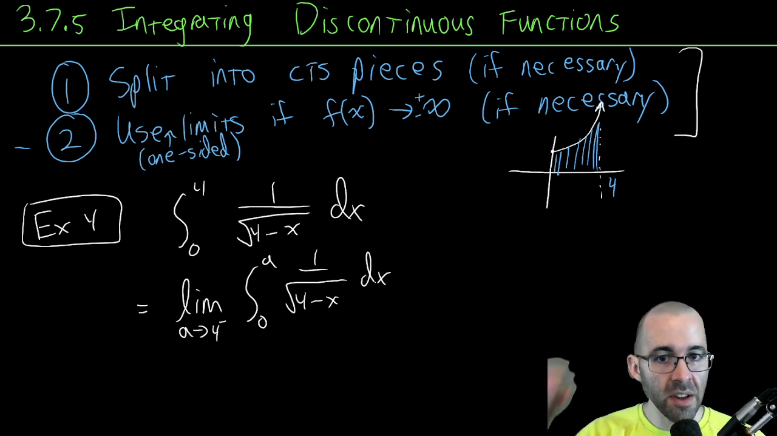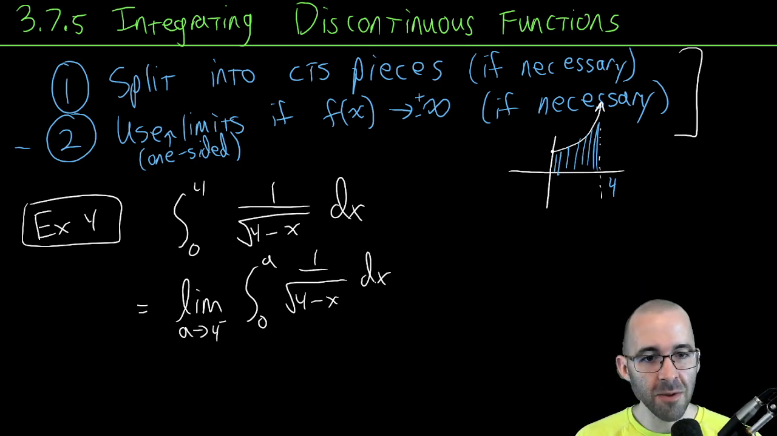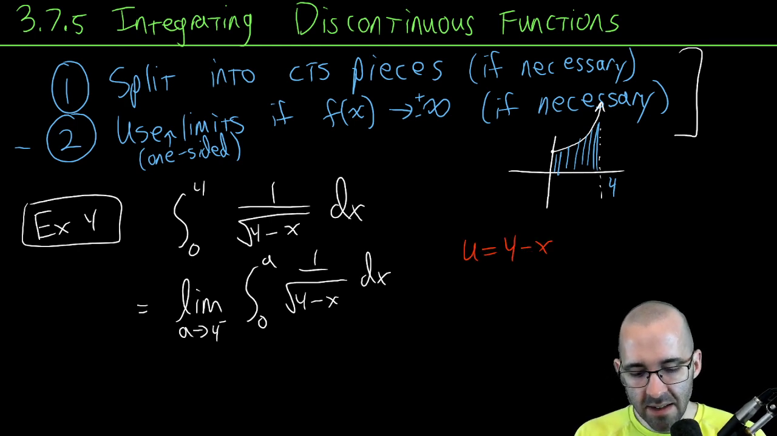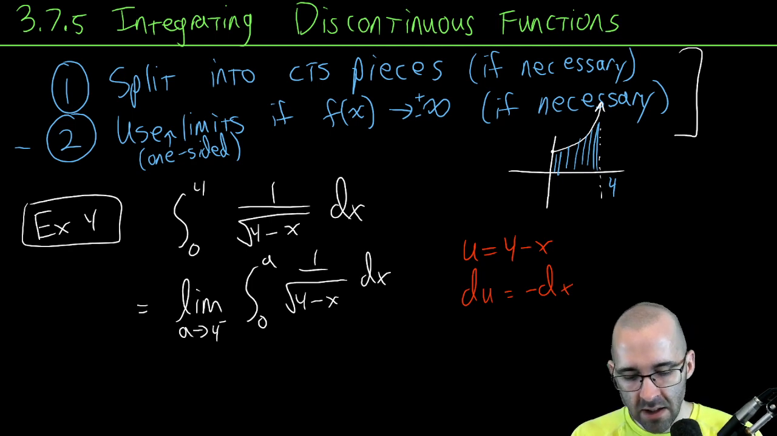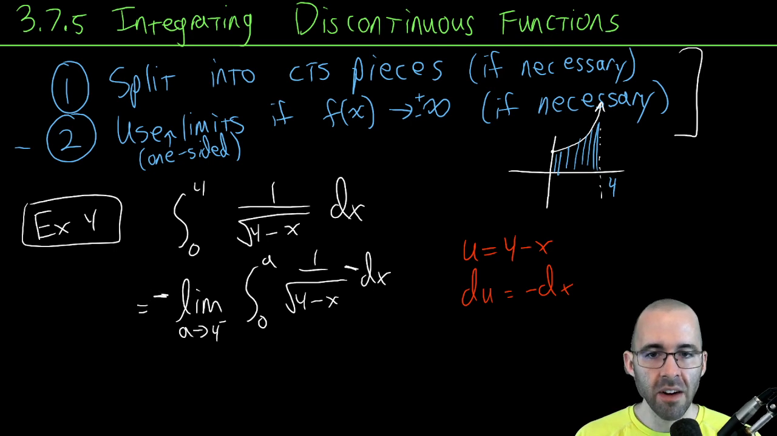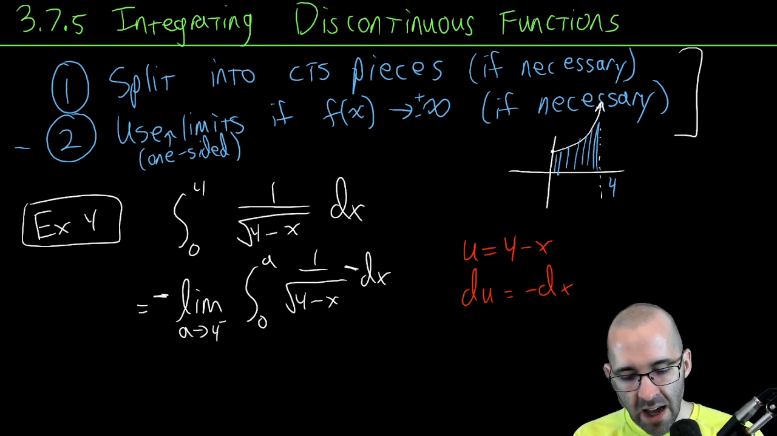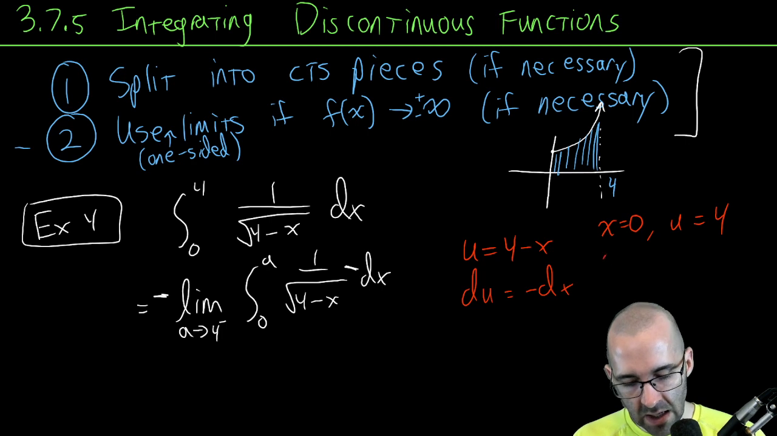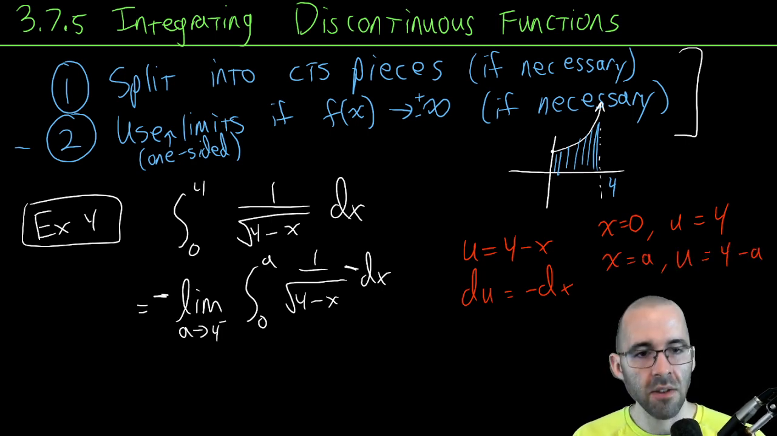Now we evaluate this with a u sub. You got to be careful with your u sub here. Let u be 4 minus x. Then du is negative dx. So we need a negative dx. Let's compensate by adding a negative in front of everything. And then if x was equal to 0, what is u equal to? 4 minus 0. If x is equal to a, what is u equal to? 4 minus a.